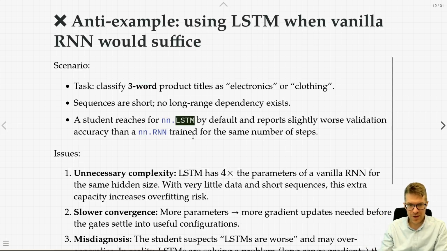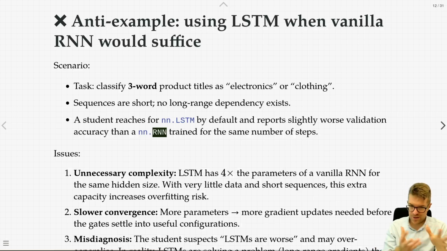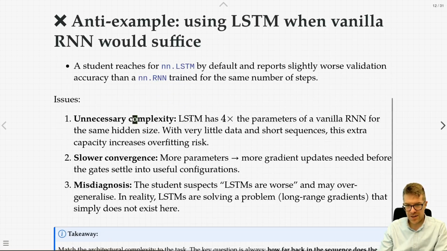So reaching for an LSTM right off the bat might end up giving you worse validation accuracy than a simple RNN, because you've over-parameterized a model given a small sequence that you can learn, and that results in overfitting. It doesn't generalize well. You've fallen into the trap of machine learning of reaching for something that seems fancy but doesn't actually serve the purpose as well as a simpler model. So indeed, you have unnecessary complexity. LSTMs have 4 times the parameters of vanilla RNNs, and you just didn't need that given the nature of the data.